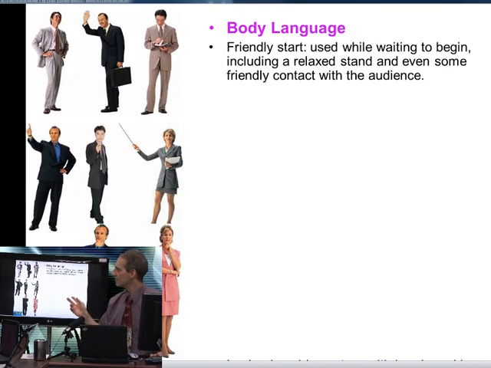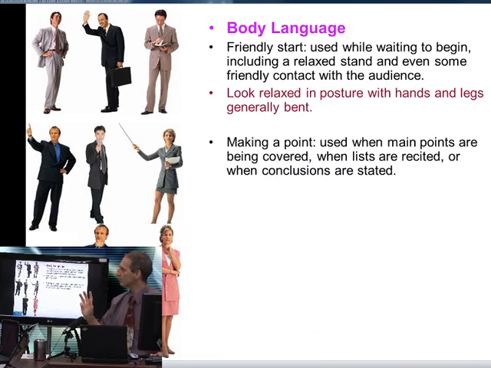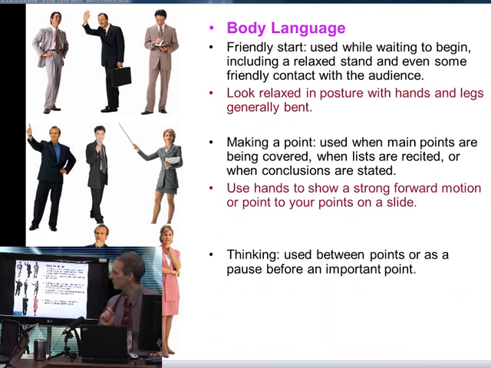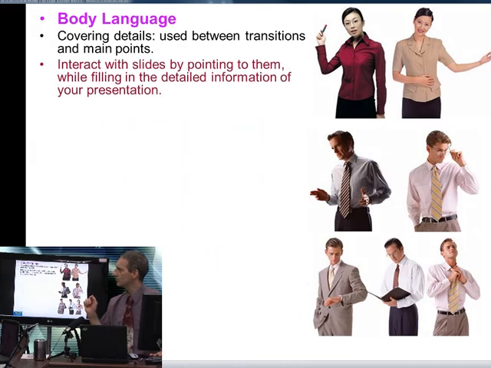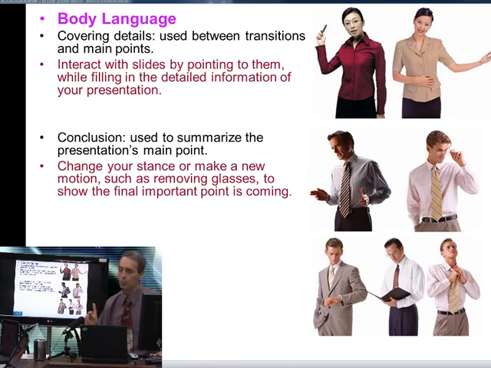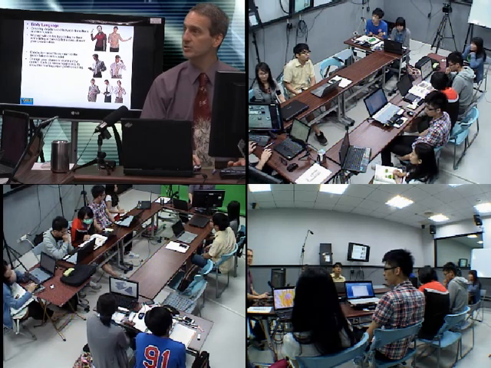All right, the body language, we've kind of covered this. You need to start out friendly. You need to start looking relaxed. You can make your points with your fingers or pointers or whatever you have. And sometimes you're thinking, okay? Here we have some more. You can look at them when you get a chance, I'm sure. It's not that hard. Conclusions are kind of the important part. So when we come to the conclusion part, that's when we can use our body language in a little bit different way. And now I want to show you the final part of my presentation.